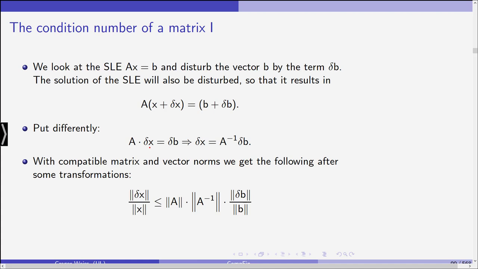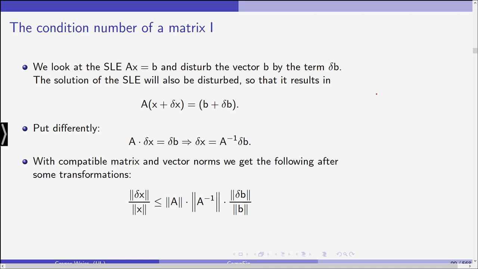And the solution of the system of linear equations will also be disturbed, because with erroneous input data and an erroneous vector B, we are not expecting to get the true solution X, but we'll get X plus delta X. So in other words, A times delta X equals delta B. And this leads us to delta X. So the disturbance in our solution we're looking for equals A inverted times delta B.